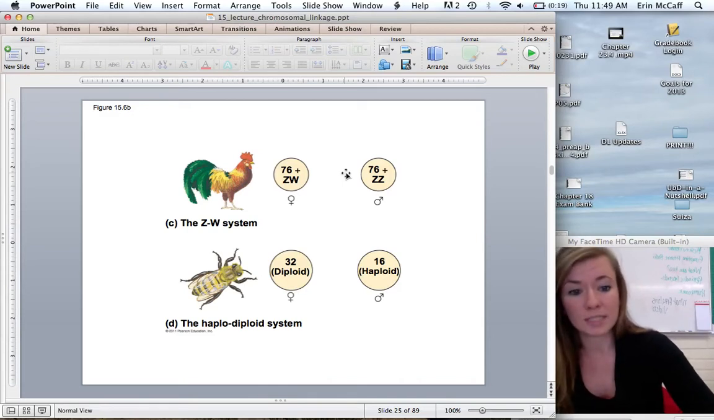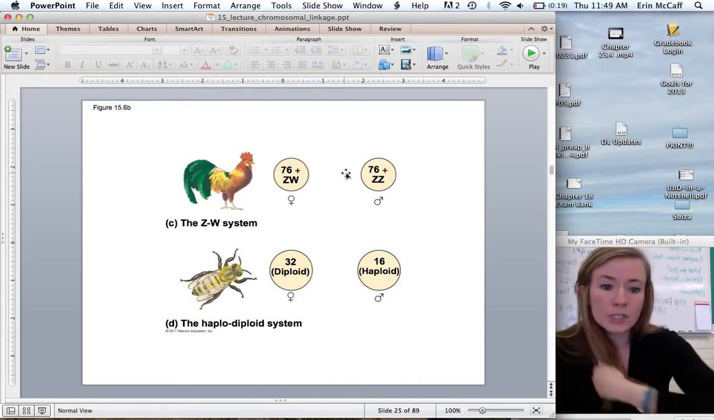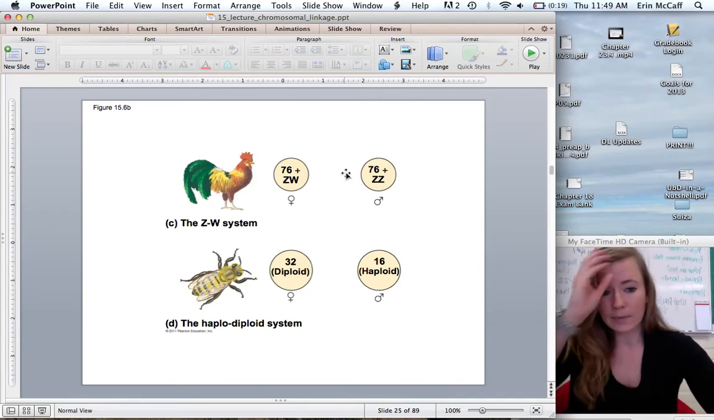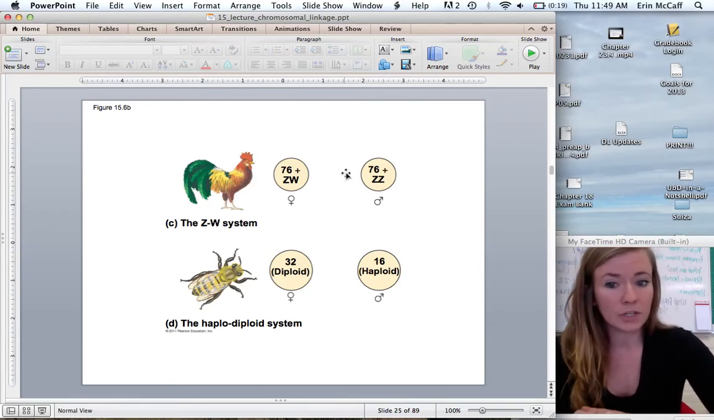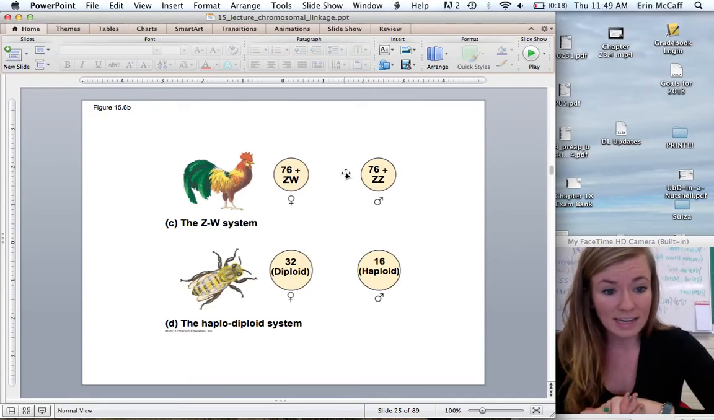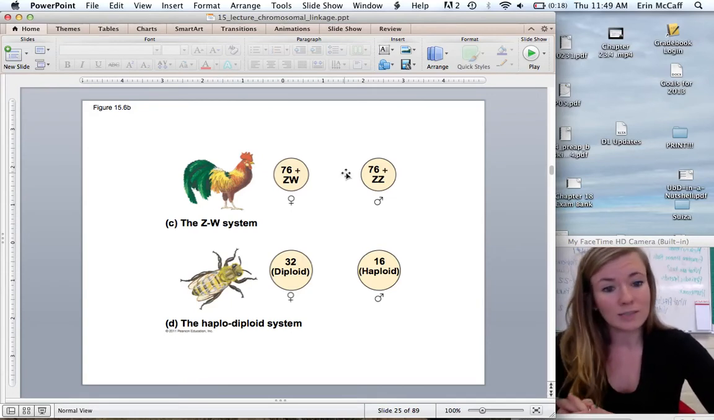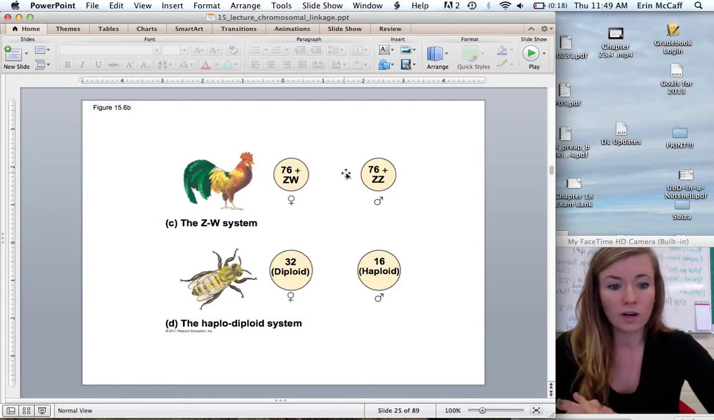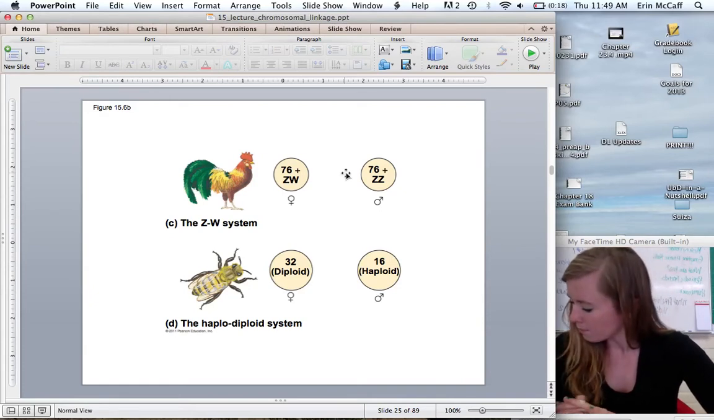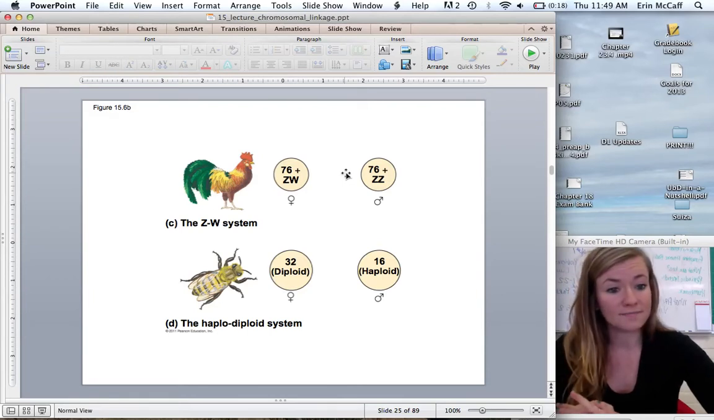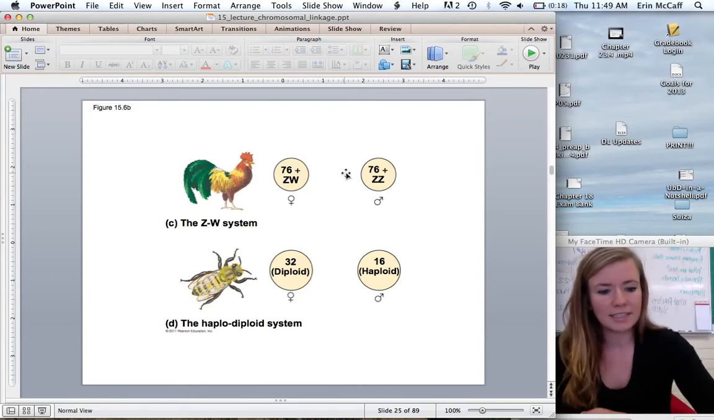In the haplodiploid system, there's no sex chromosome, but instead, if you are diploid, meaning you came from a fertilized egg, you have two copies of each chromosome, you're a female. And if you're haploid, meaning you did not come from a fertilized egg, then you are a male. So bees and ants use that. So males have no father. Females do, but males have no father.